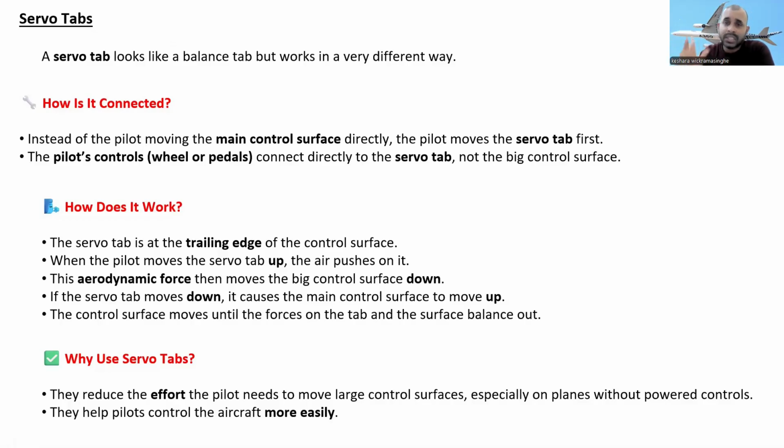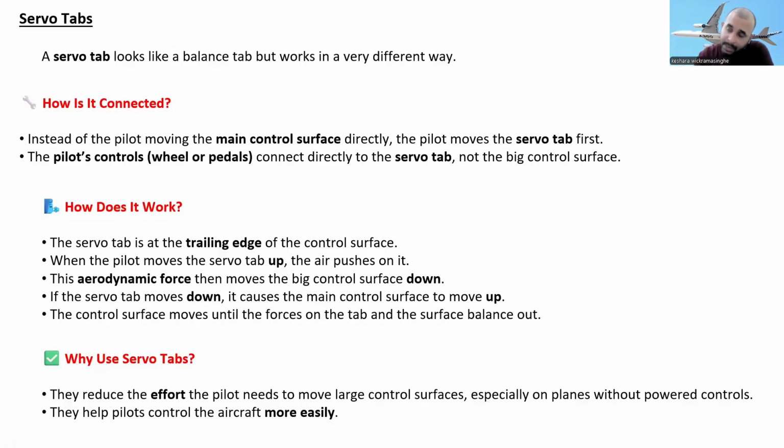Okay, so how does it work? The servo tab is at the trailing edge of the control surface, and when the pilot moves the servo tab up, the air pushes on it. This aerodynamic force then moves the big control surface down. Okay, this is very good. All right, so if the tab surface moves down, it causes the main control surface to move up.